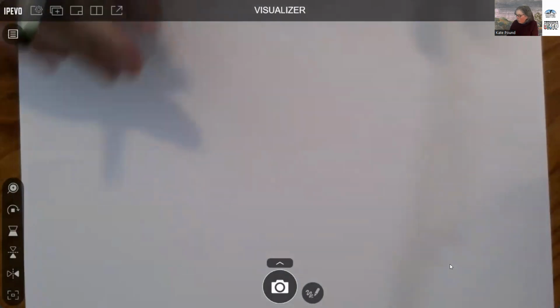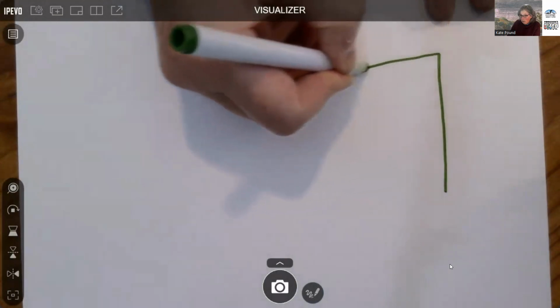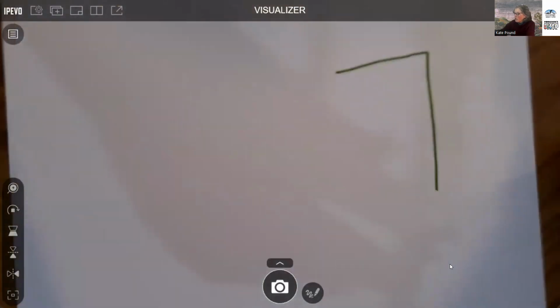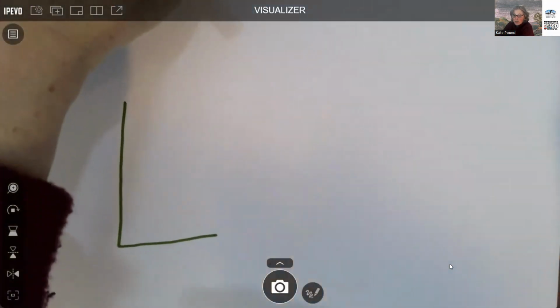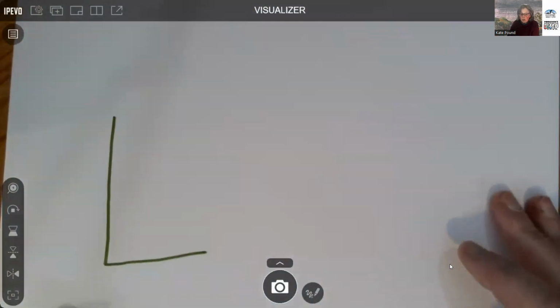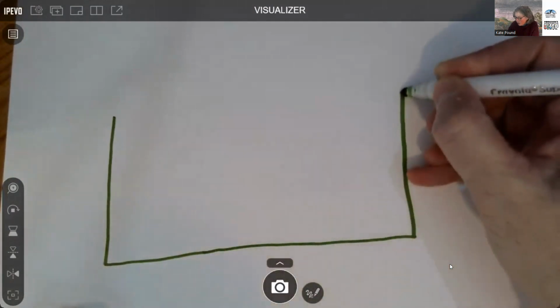So for a very simple cross-section, oops, it's upside down. Bear with me. I have to just change this. Okay, so I'm just free drawing a cross-section.